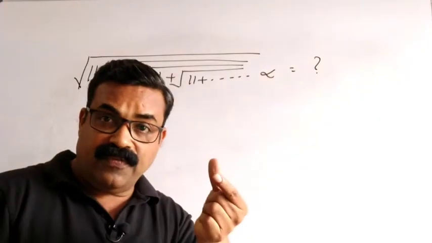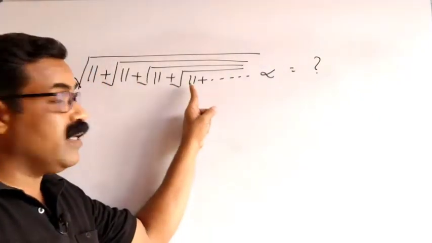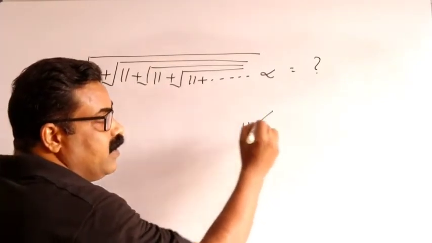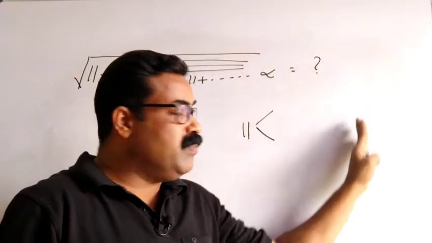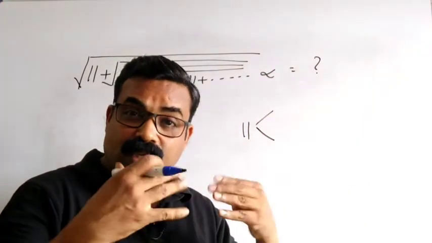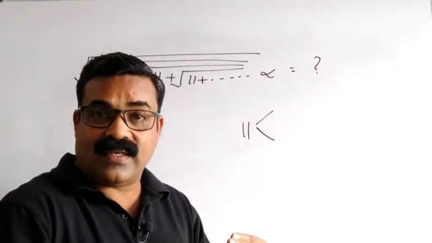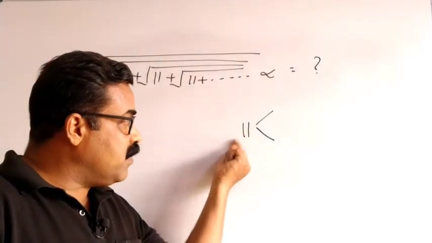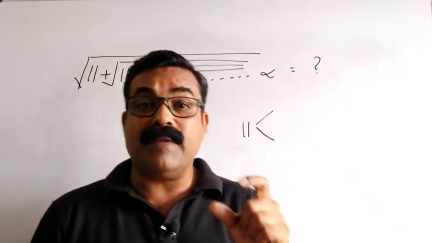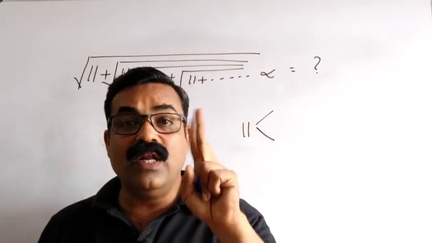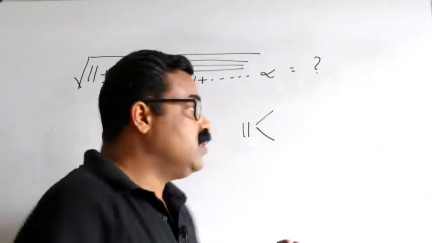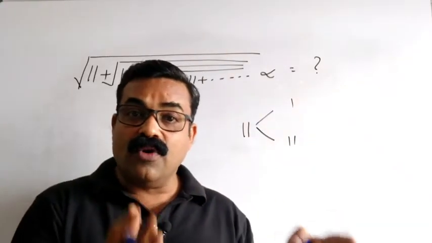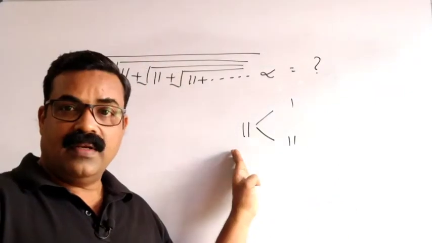If the series is up to infinity, what will we do? We will factorize this number. Here the number is 11. I am not giving the options A, B, C, D here. I am giving you the concept so that you can easily answer this type of question. When I factorize this number, 11 is a prime number having only two factors. What are the factors? 1 and 11 only. Other than 1 and 11, there are no factors for 11.